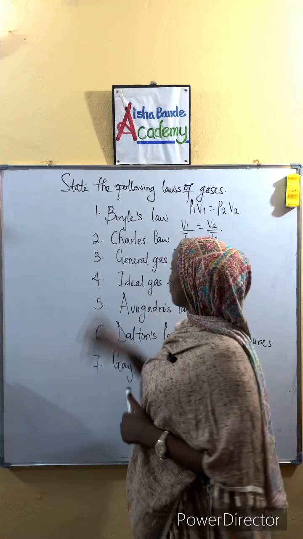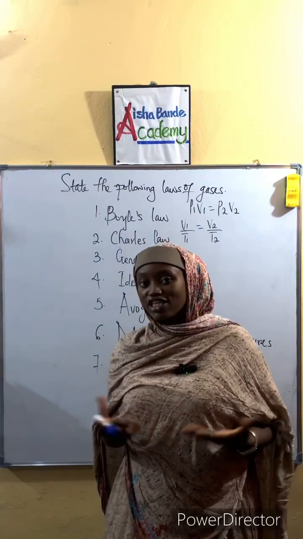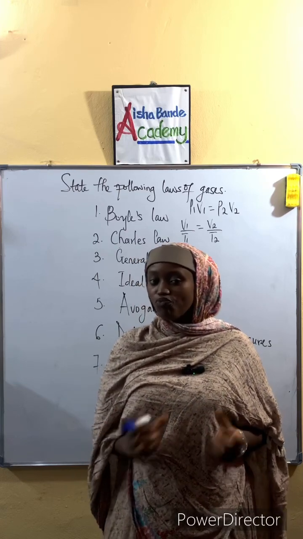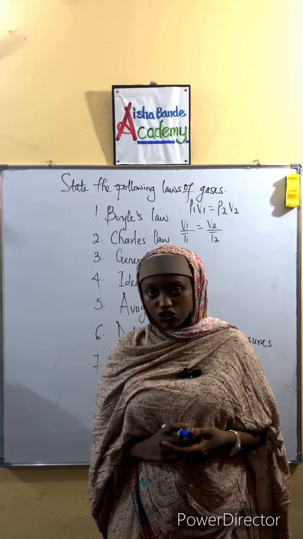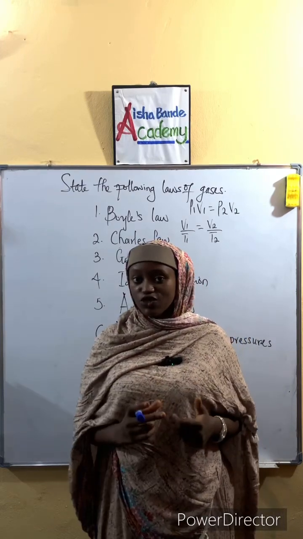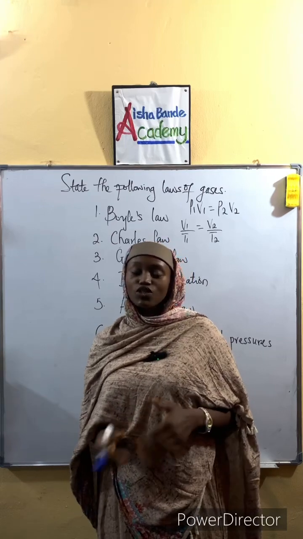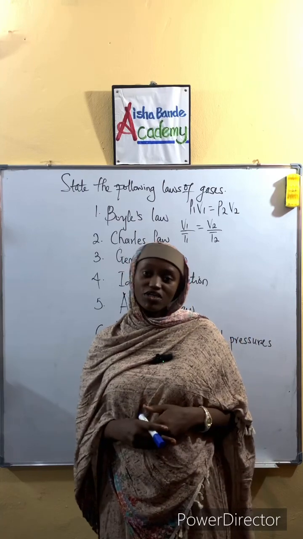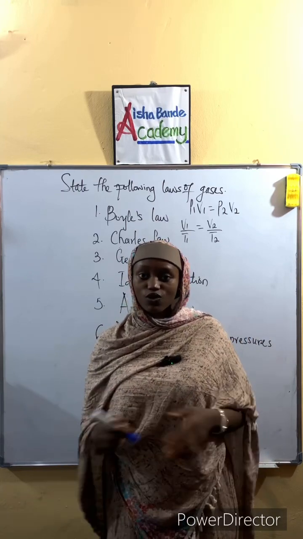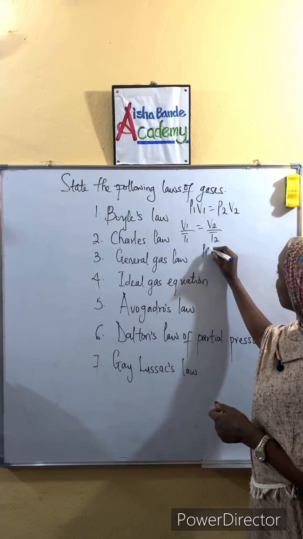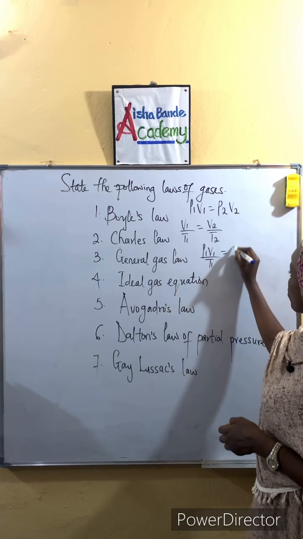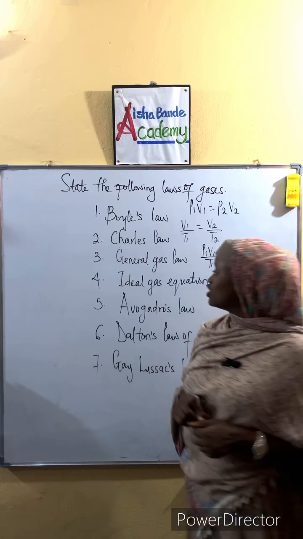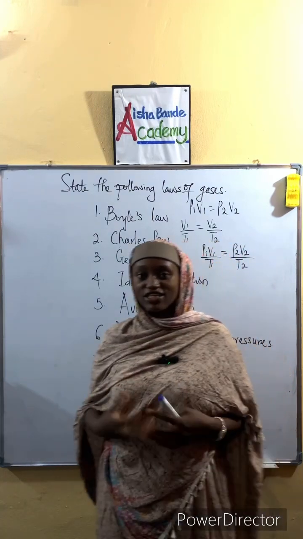So moving on to the third one, which is the general gas law. The general gas law states that for a fixed mass of a gas under any given condition of pressure, volume, and temperature, then the value of PV over T must remain constant. So the general gas law is a combination of both the Boyle's law together with the Charles law. Okay, so mathematically, the general gas law is given as P1 V1 over T1 is equal to P2 V2 over T2.